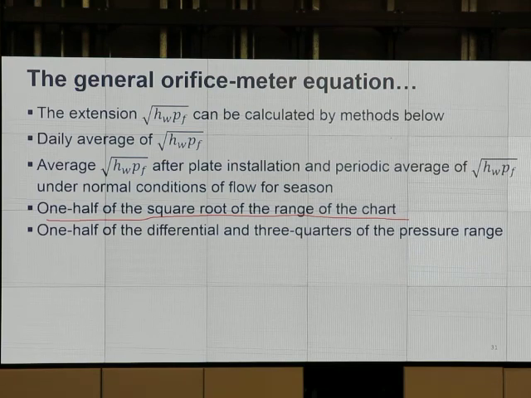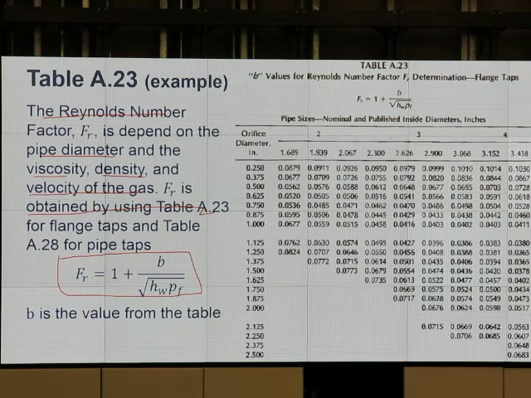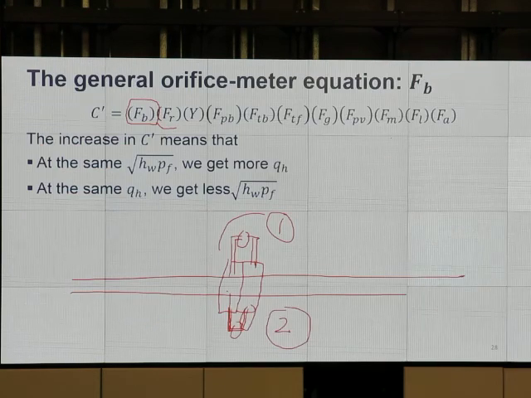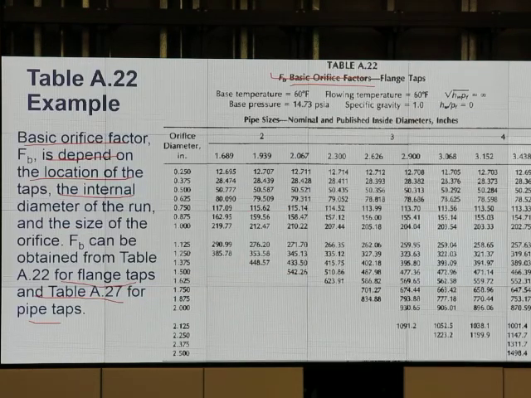Yes, question. Why on that table A22 does it say that square root term equals infinity? Any help for me, Mr. Bulan? Square root HW over P sub F equal to infinity. What is that about?